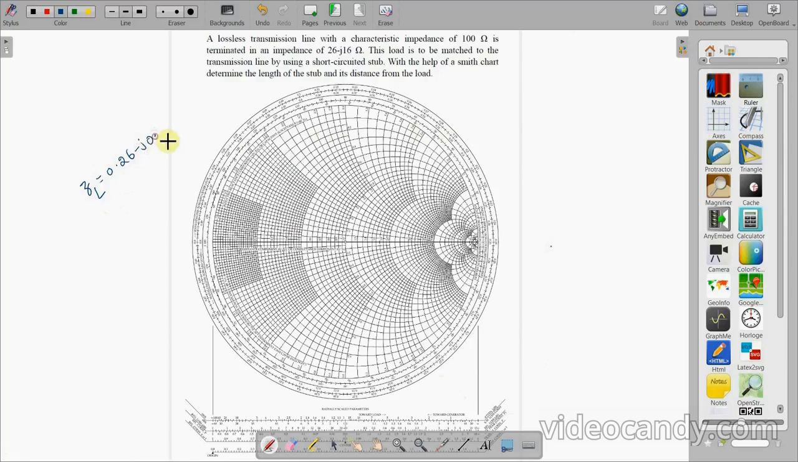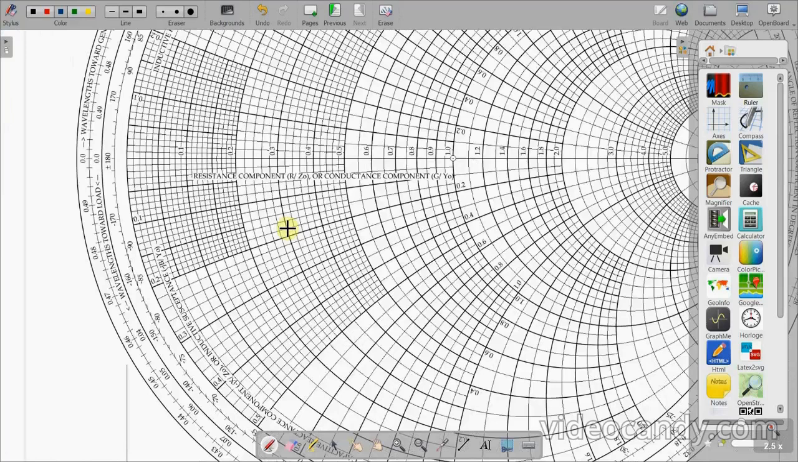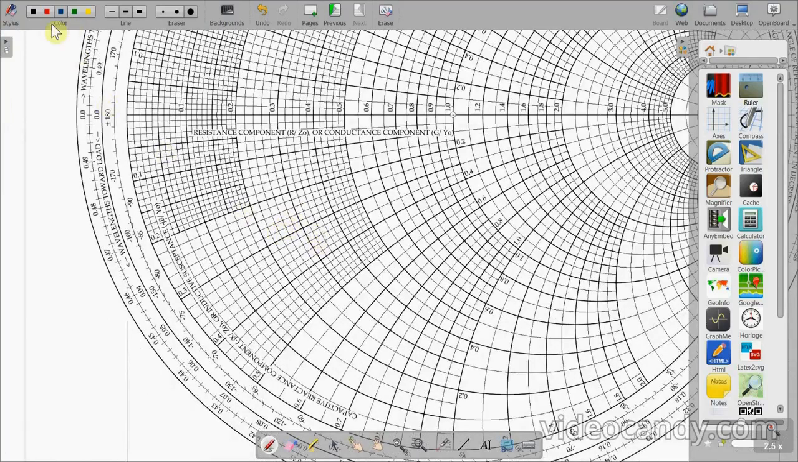Let's mark the normalized load impedance of 0.26 minus j0.16 on the Smith chart. See, the resistance R value should be 0.26 and reactance X value should be 0.16, and mark the point.